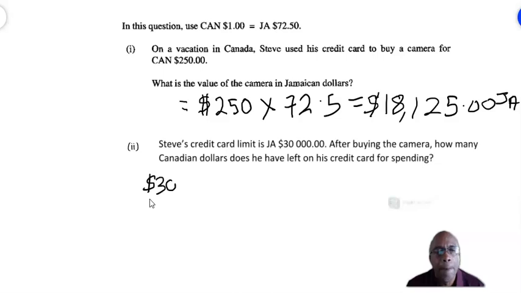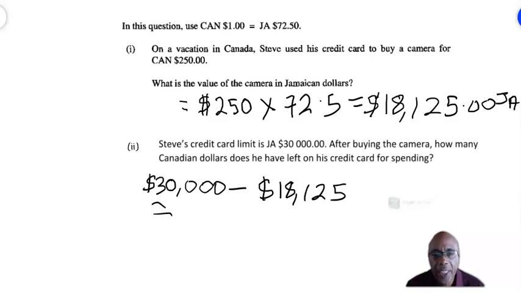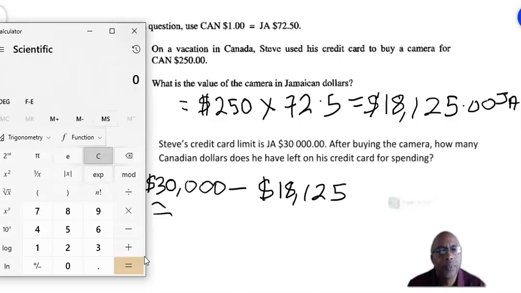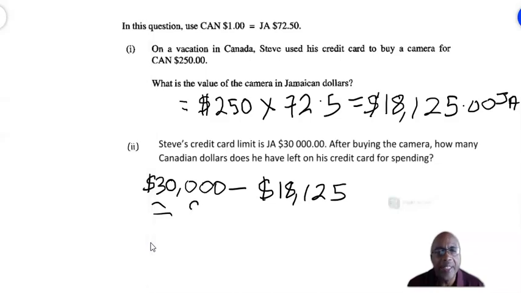30,000 minus the $18,125. So use your calculator again to do this. 30,000 minus 18,125 equals, and you get $11,875. And that's Jamaican dollars.